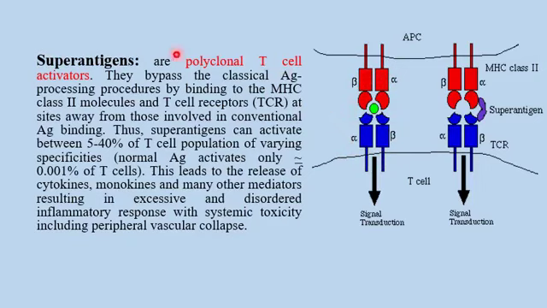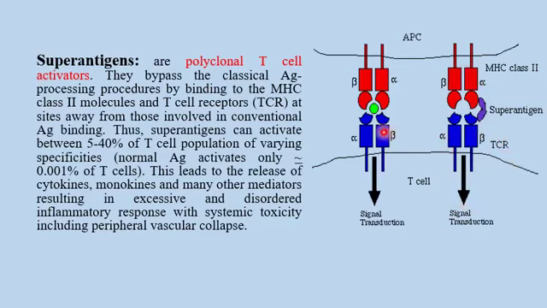We call them polyclonal T cell activators. How come? Instead of binding in the classical way, it binds another way, as we see in the figure on the left. Here this is a super antigen. It binds from outside like this. It binds the major histocompatibility complex with any TCR, any T cell receptor. It mustn't be specific. It can bind with any T cell receptor.